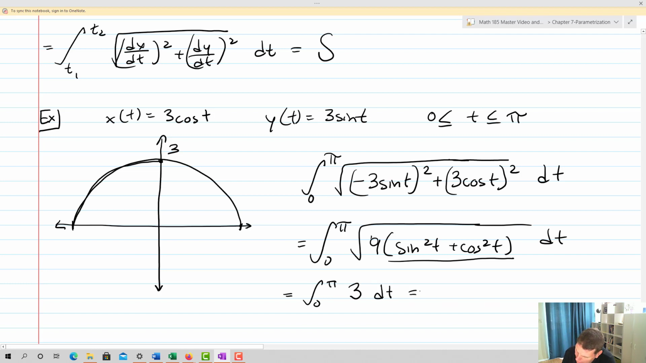And then we'll evaluate. This is going to end up being 3t, evaluated from 0 to pi. And so that ends up being 3 pi. Weird, right? Exactly what we thought it was going to be. So that's your arc length equation. Basically, again, we're going to be utilizing the derivatives with respect to x, the derivatives with respect to y, and then it's just a matter of going through and utilizing our integration techniques.